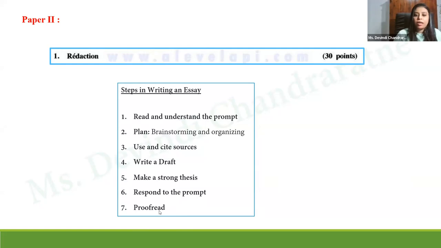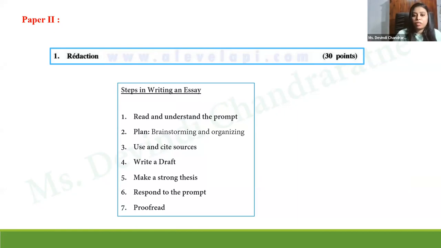And if you have more time, not for the exam, not for the students who are doing A-levels this year, but if you have more time, make sure at home that you do the whole process. You can write a draft, and when you start writing the content, you can also proofread it, re-edit your content and provide a final output which is very brilliant, right?